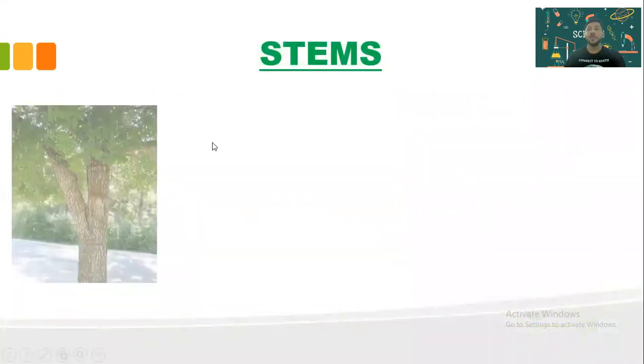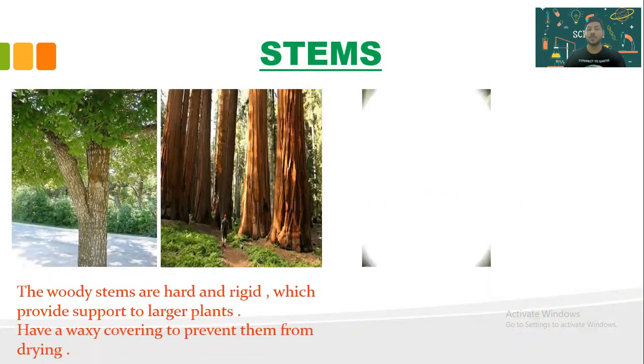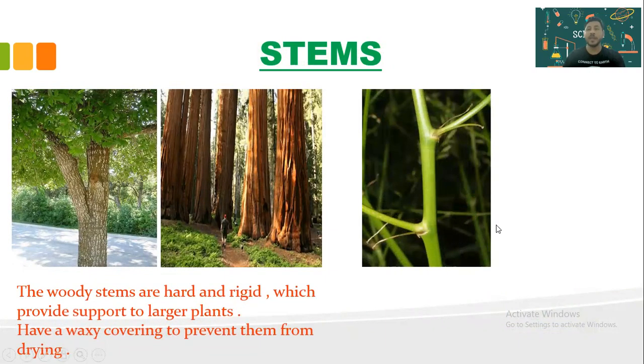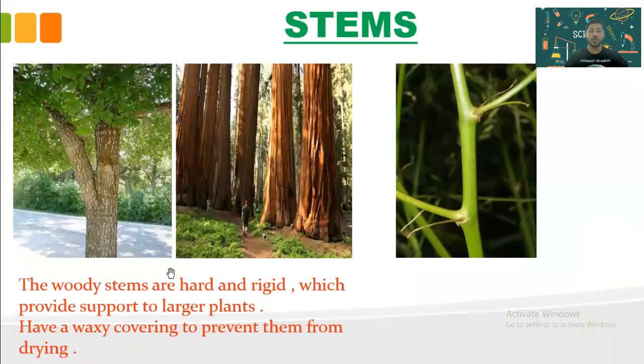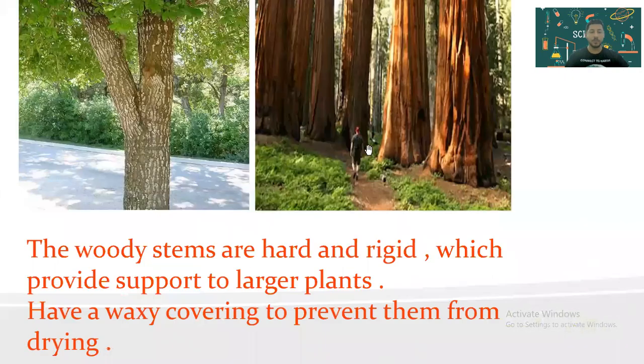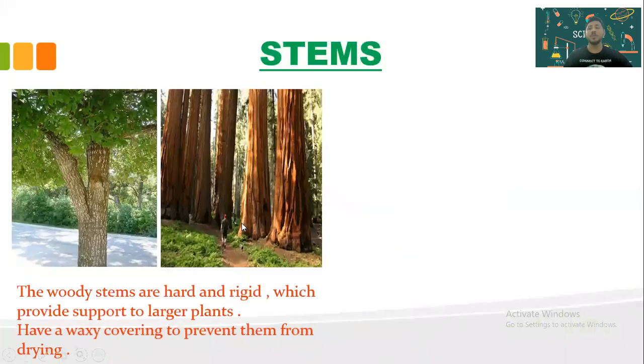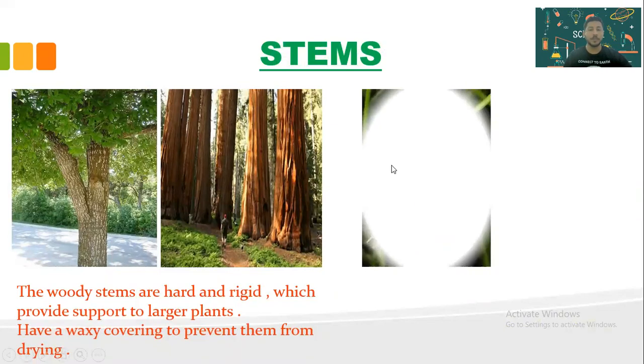Stems. We're only going to talk about two types of stem, woody stem and green flexible one. The woody stems are hard and rigid, which provides support to larger plants. And they also have a waxy covering to prevent them from drying. Why do they have to be hard and rigid like this? Because they are carrying leaves, branches, and fruits, so they have to be strong to carry all of this.